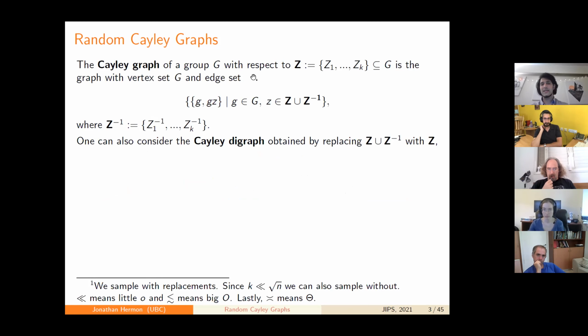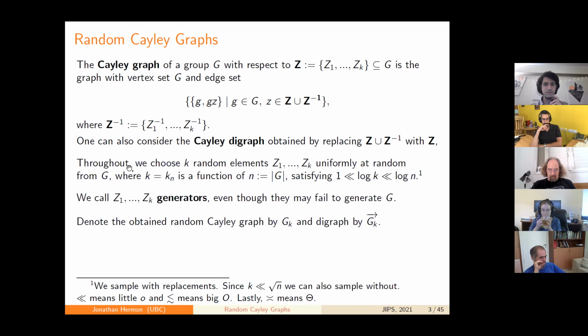We call it a Cayley graph of a group G with respect to some generators Z1 up to Zk, just the graph whose vertex set is the elements of the group, and we draw an edge between two elements if we can get from one to the other via right multiplication by a generator or an inverse of a generator. We can also consider the Cayley digraph where we don't take the inverses. But in this talk, I will not talk about the digraphs.